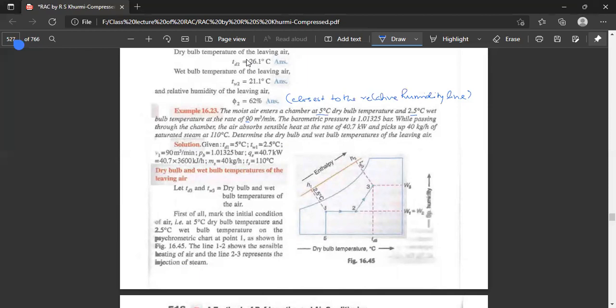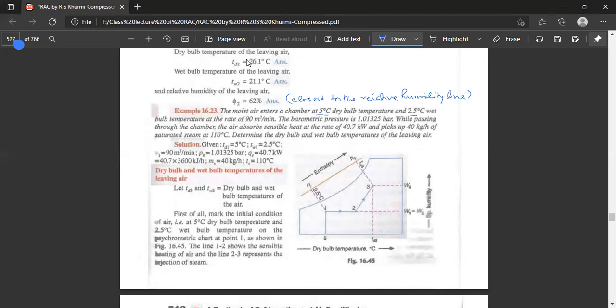So the saturated steam mass MW is given here as 40 kg per hour, which you are supposed to convert into kg per minute. And the air absorbs sensible heat, HS, given as 47 kilowatt, and the temperature is given as 110 degrees centigrade. From the steam table, we'll get the corresponding enthalpy of the saturated steam. So you have to calculate the dry bulb and wet bulb temperature of the leaving air.